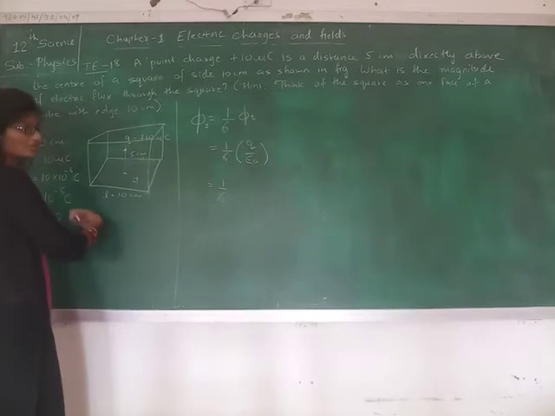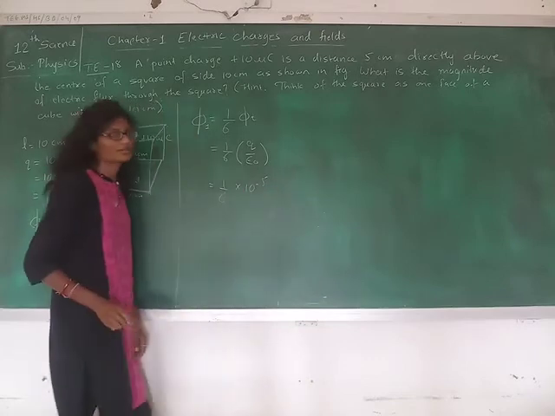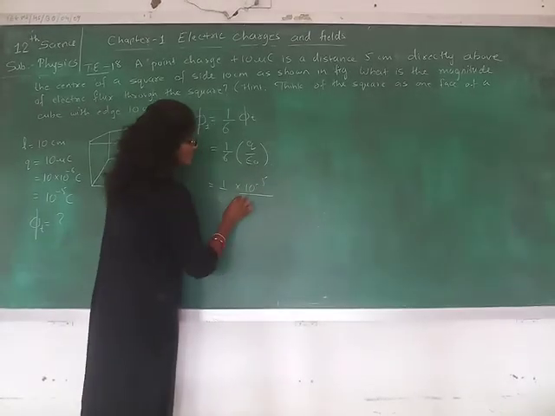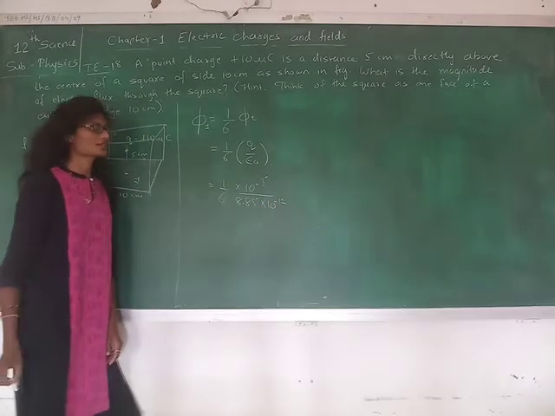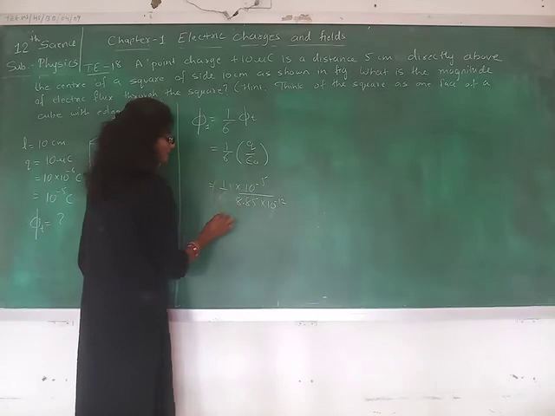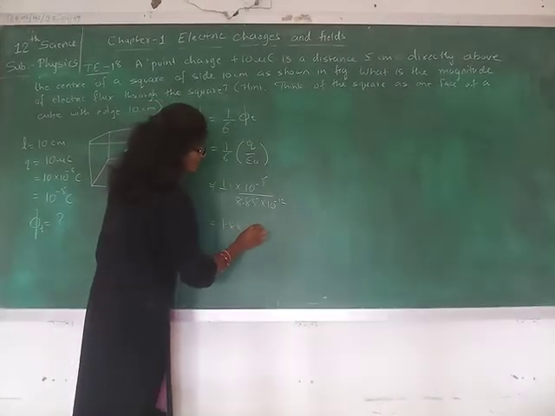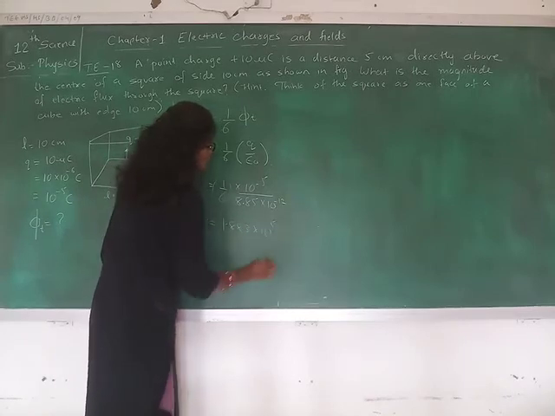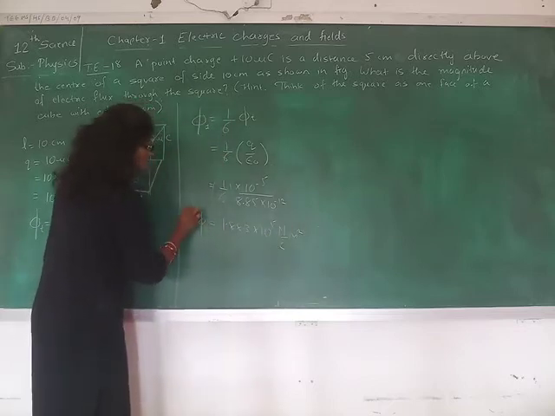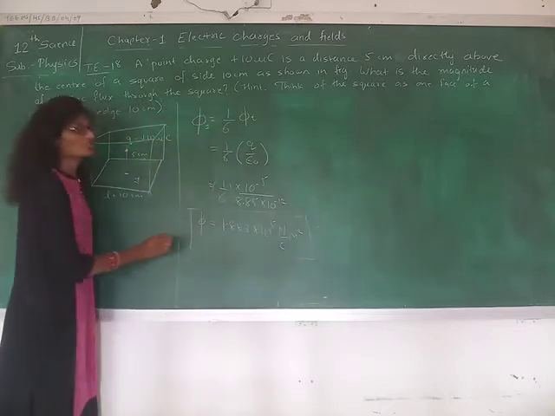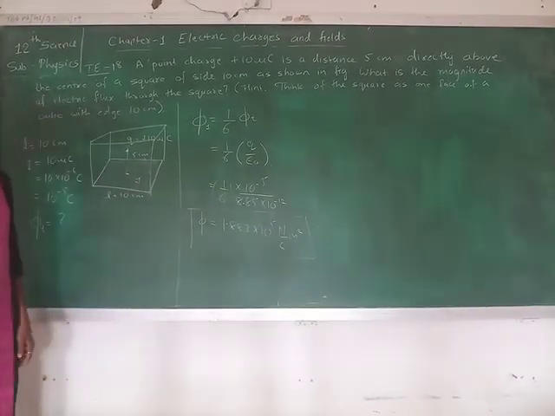We convert microcoulomb into coulomb, and we get 10 raised to minus 5. Epsilon 0, that is the permittivity of free space, which is 8.85 into 10 raised to minus 12. So when we calculate this, we get the answer as 1.883 into 10 raised to 5 newton per coulomb meter square. So this is the flux through the square, which is one of the faces of the cube. So students, you may note down this numerical.